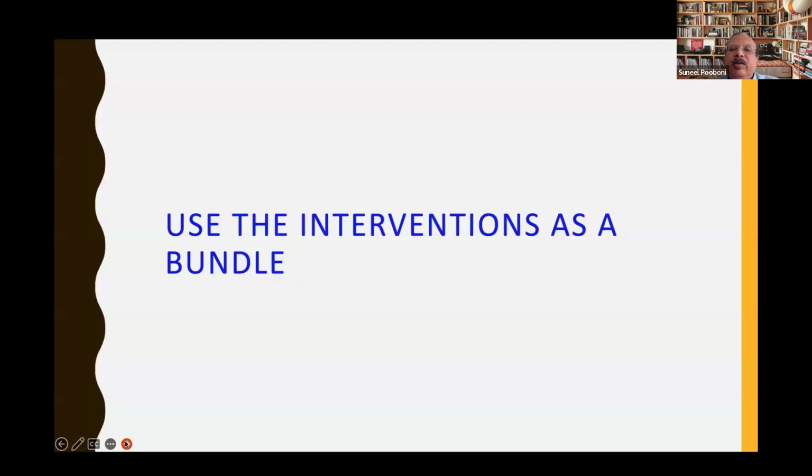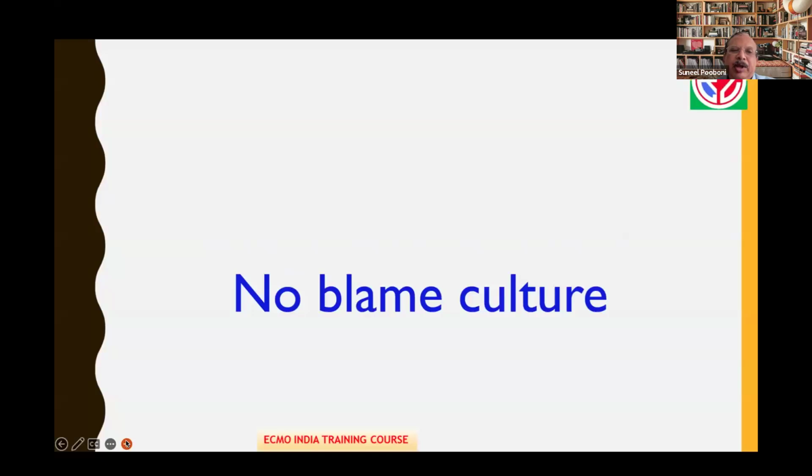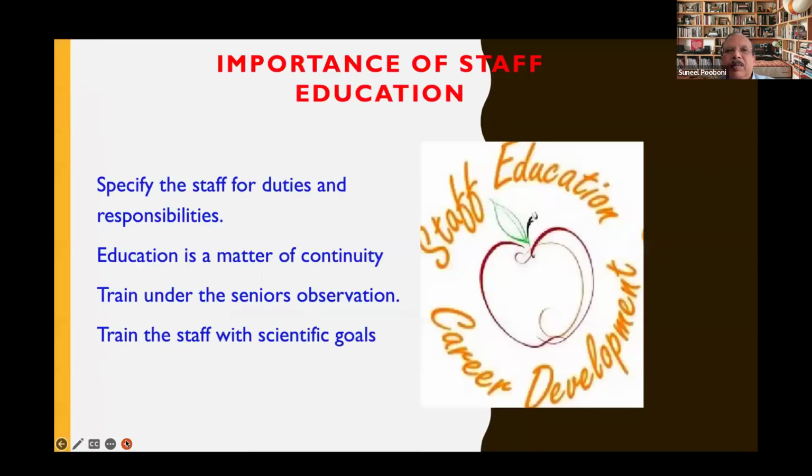Ultimately, use the interventions as a bundle, not on its own. Hand washing on its own doesn't help. Hand washing plus maintaining antibiotic stewardship guidelines, using gloves, meticulous way of examining the patient and disposing of your sterile gloves, making sure your nurse is in charge of anyone touching the patient or disposing of the infected material, etc. These things, whatever may be their cadre, but your nurse should be empowered and they should be supported by you. No blame culture is extremely important. Otherwise, we cannot make progress in this game.